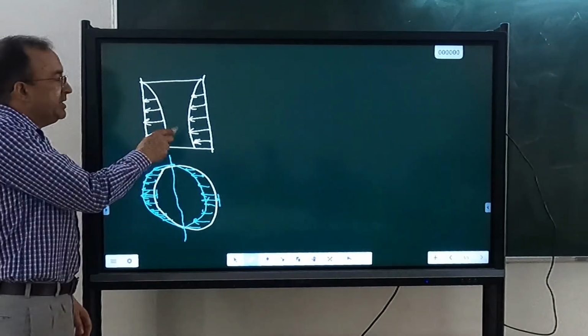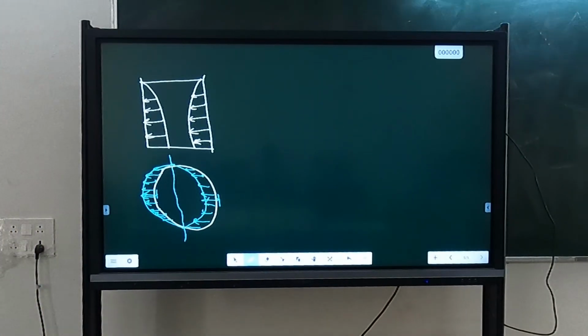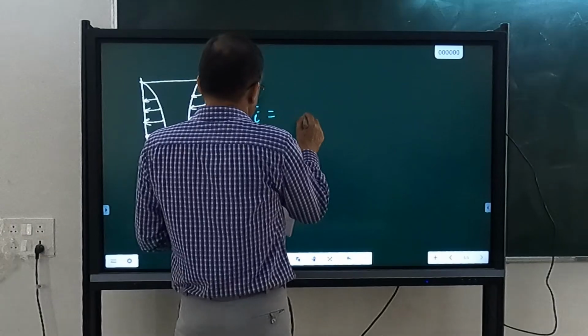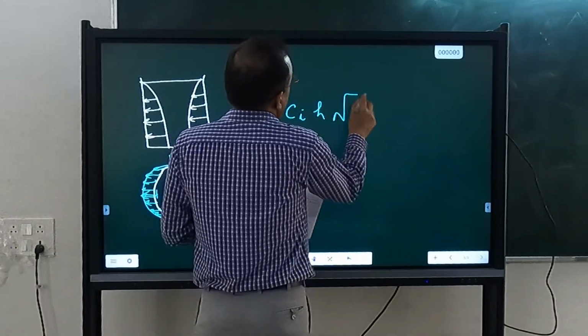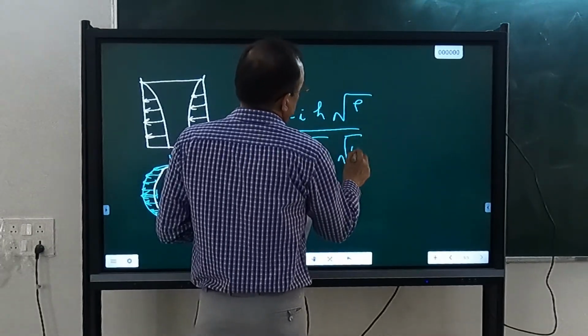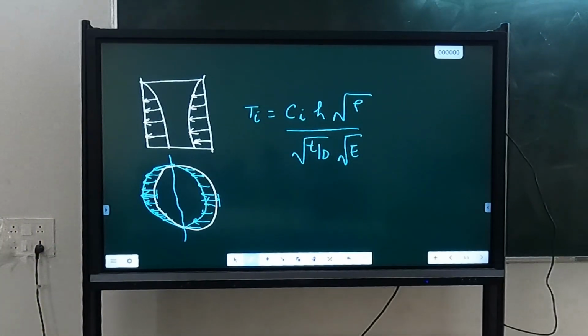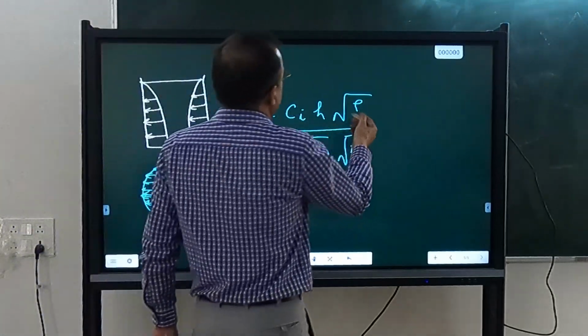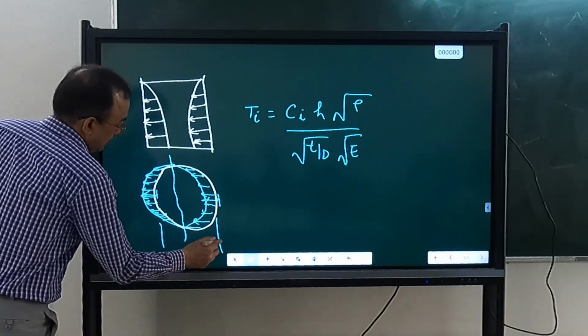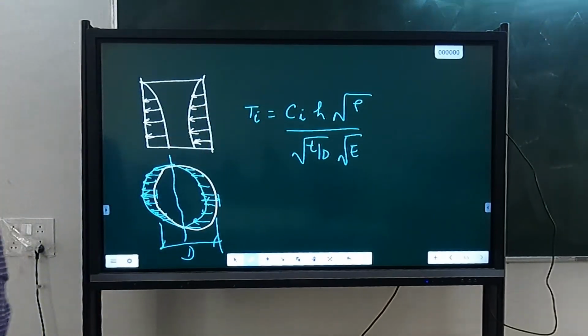So the period of vibration, naturally, here we cannot calculate using the unit strip method which we have done in case of a rectangular tank. So here either you perform a finite element analysis, or empirical expressions are given in the code. Ti is Ci h, the square root of rho divided by square root of t by D, square root E. Rho is the density of liquid, t is the thickness of the wall, D is the diameter, E is the modulus of elasticity of the material of the tank, whether it is a concrete tank or steel.